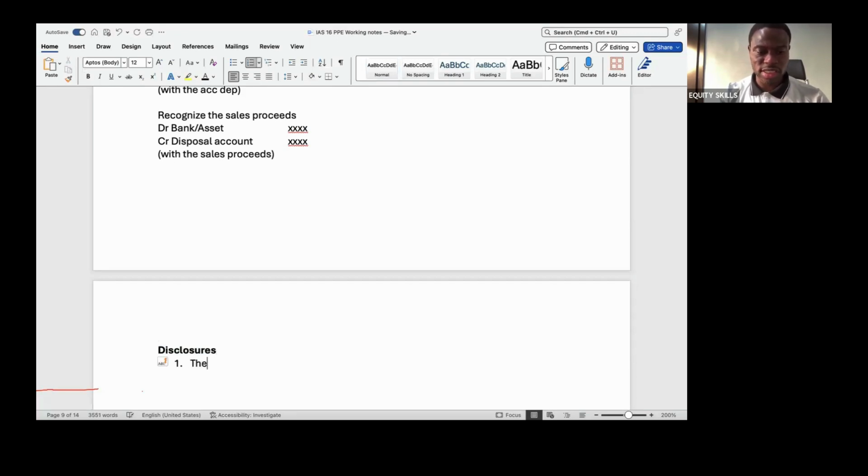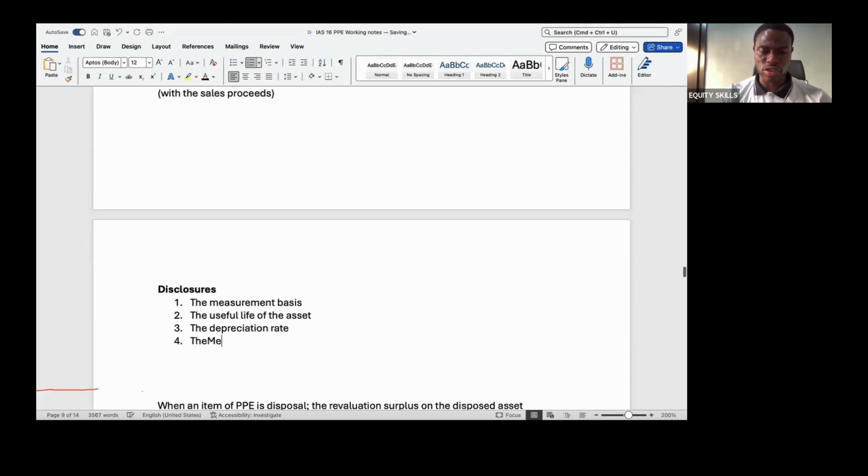Number one is the measurement basis you have used. Have you used a cost model or have you used a revaluation model? You need to tell us. There's no way anybody would know unless you tell us. Okay, now we are using the cost model, or we have used the revaluation model, because it's a choice. Number two is the useful life of the assets. You need to tell us. There's no way we can know. Or if you are using depreciation rates, you need to tell us the depreciation rate of the assets. Also, you need to tell us the depreciation method you chose.